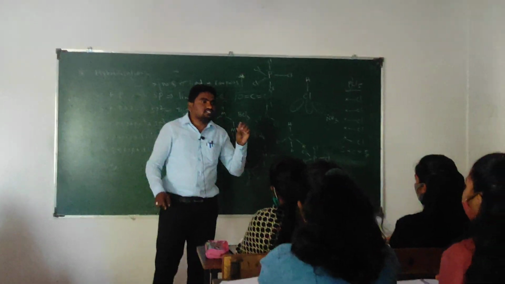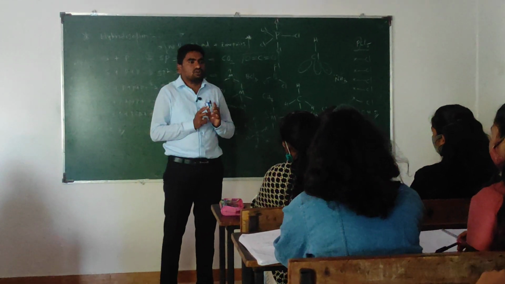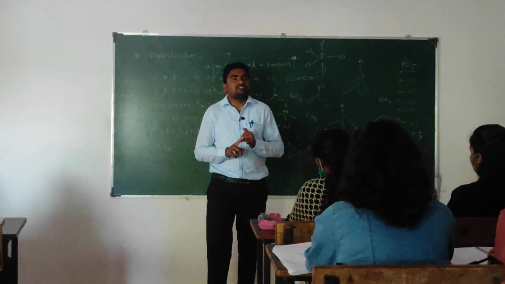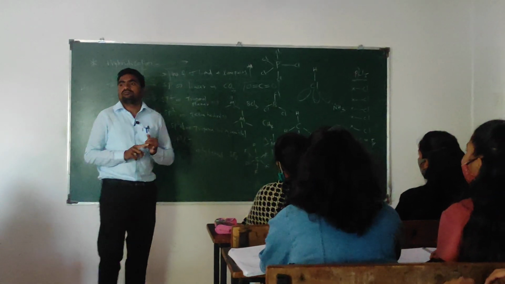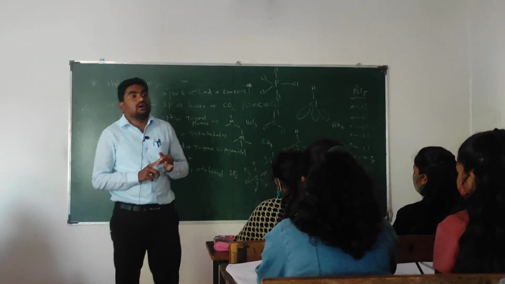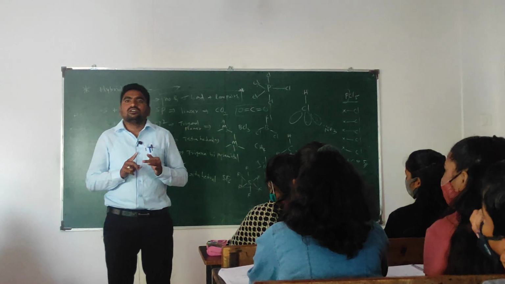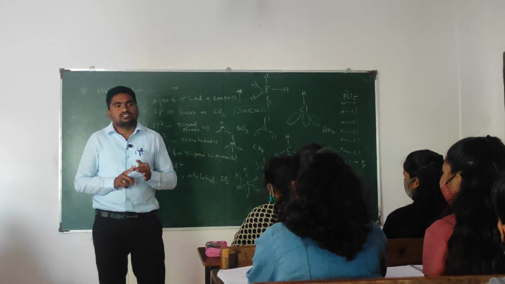What is the example for sp hybridization? CO2. It has a linear structure. The central atom is carbon, with two oxygens on either side. What is the example for trigonal planar? PCl3. What is the central metal atom here? BCl3, yes, BCl3 and PCl3 both. Boron is the central metal atom in BCl3.